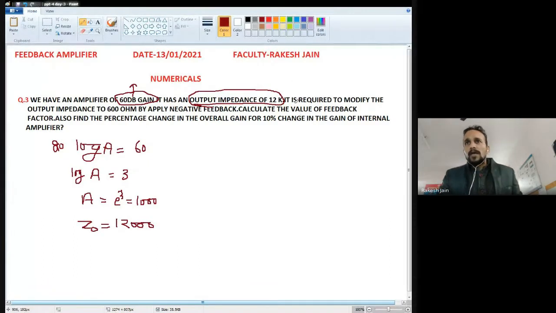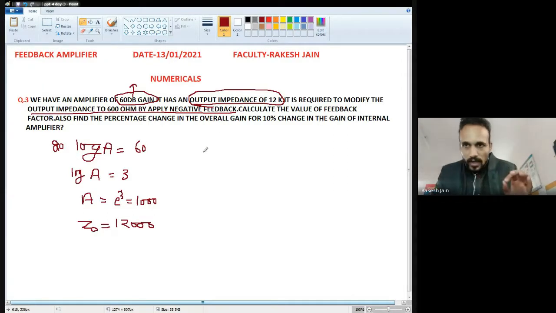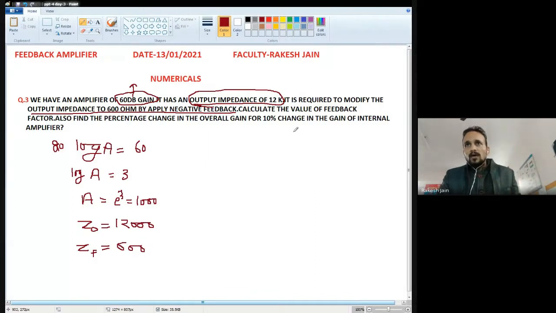Okay. It is required to modify the output impedance to 600 ohm by applying negative feedback. It means the question asks that we want to set the output impedance with feedback, ZF, to 600 ohm. Then what is the value of feedback factor? What is the value of feedback factor means beta.